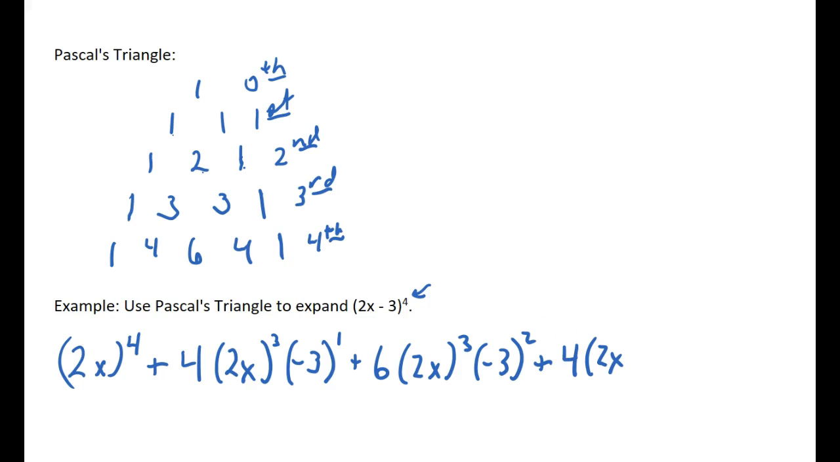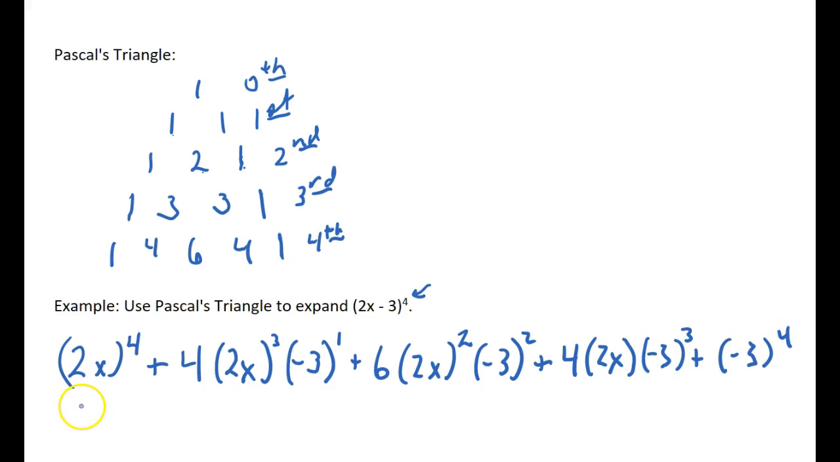Whoop, made a mistake, didn't I? That should be 2x squared. And here's a way you can catch your mistakes. The exponents should always add up to what this original exponent is. So 4 plus 0 is 4, 3 plus 1 is 4, 2 plus 2 is 4. Okay, and then I have 2x to the first, negative 3 cubed, and then finally 1, 2x to the 0, negative 3 to the fourth.